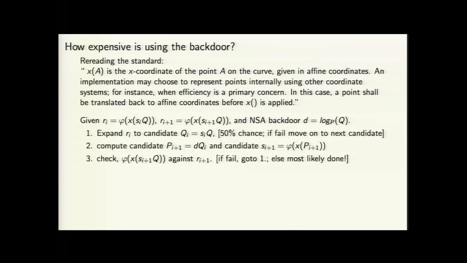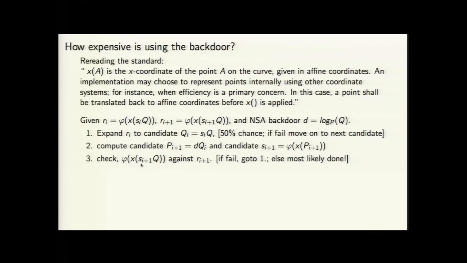So here is how the attack works. Assume that you have the secret D, the NSA backdoor. Then you can compute: you can expand this candidate R_i, the 240 bits, to a point. For every candidate 16 bits, you have a 50% chance it works. If it doesn't work, then move on to the next one.